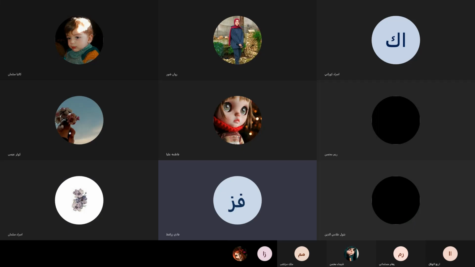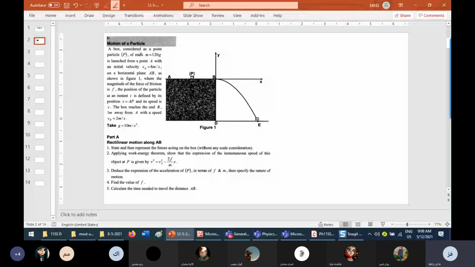Let's solve this exercise. A box, considered as a point particle, of mass 120 gram (I have to convert it), is launched from point A with an initial velocity VA equal to 8 meter per second on a horizontal plane AB, as shown in figure 1, where the magnitude of the force of friction is F. The position of the particle at instant t is defined by its position x from A to P, this distance x.